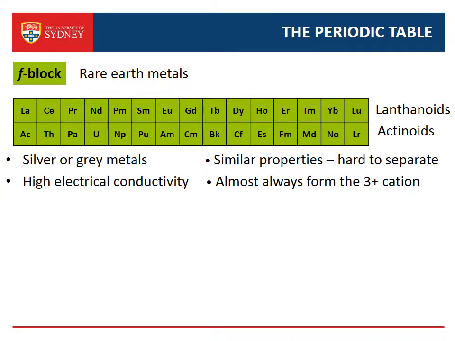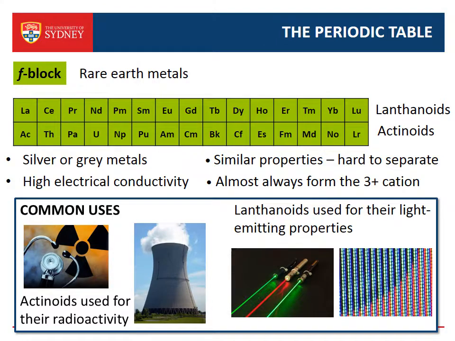The rare earth metals are silver or grey metals with high electrical conductivity. Metals in each row have very similar properties, so they are very hard to separate from one another. They almost always form the 3+ cation. Common uses of actinoids are based on their radioactivity. They are used in nuclear power plants and in radiation treatment for cancer.